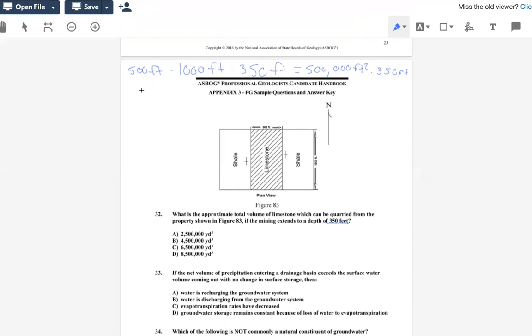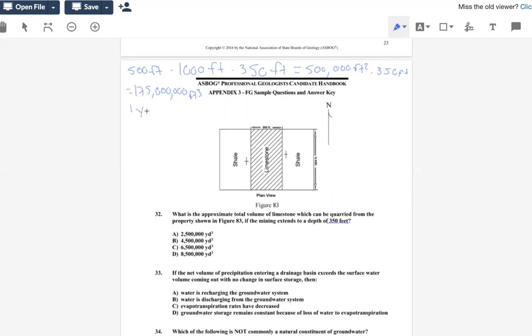All right, so that's equal to 175 million cubic feet. Okay, well, the problem that we've run into is that none of our answer choices are in cubic feet. But that's not a problem for me. I remember a neat little conversion that will help me out here.